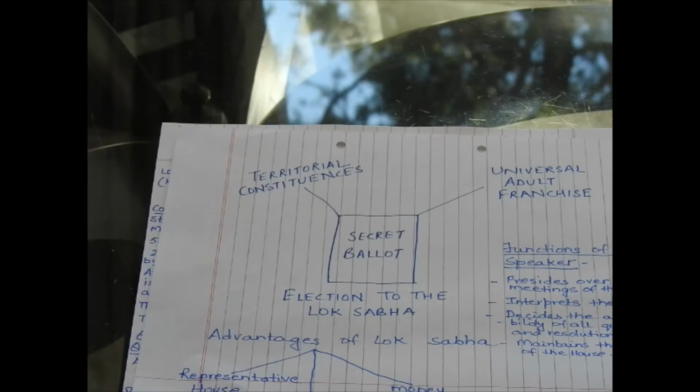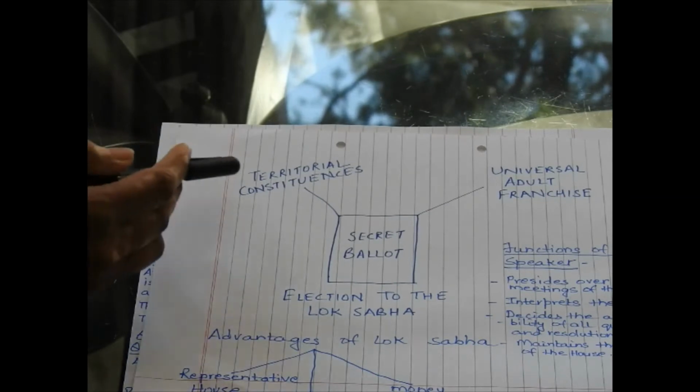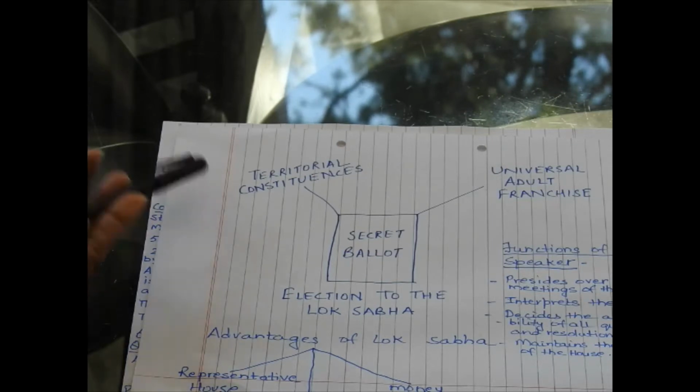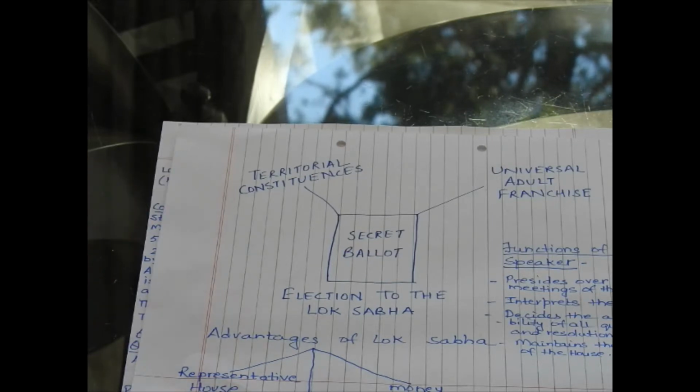Then territorial constituencies. This is delimitation of the areas, delimiting the areas for the purpose of elections. Each state or union territory is divided into electoral areas or territorial constituencies, which are known as parliamentary constituencies.